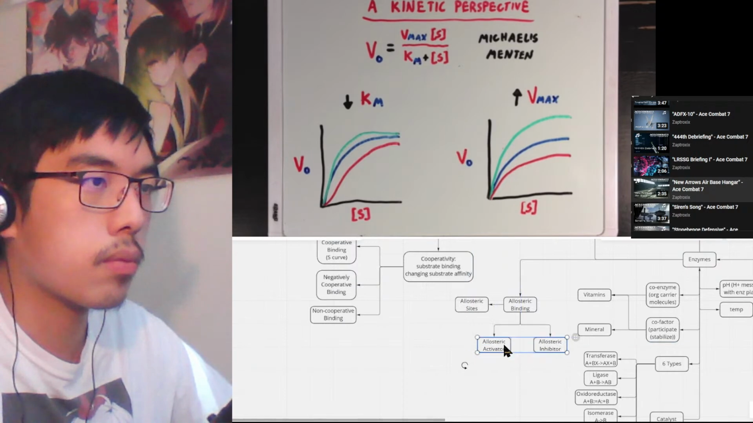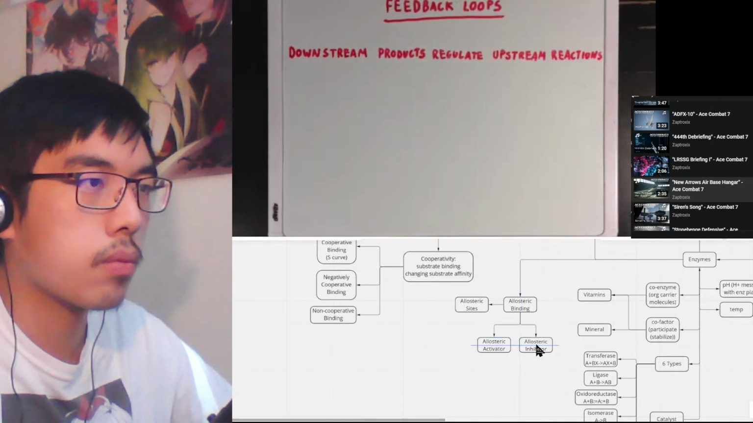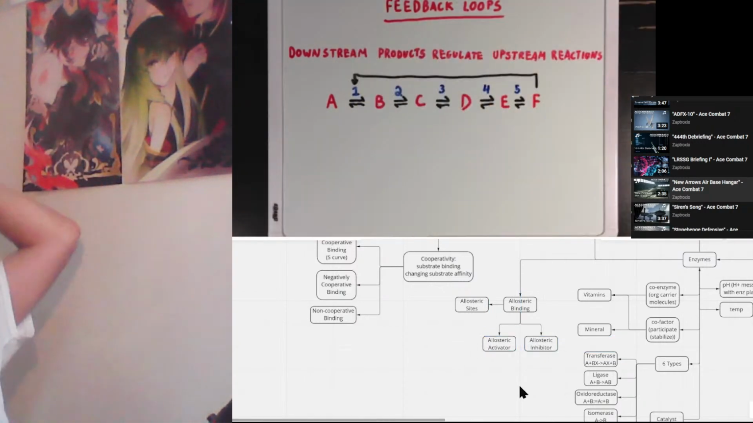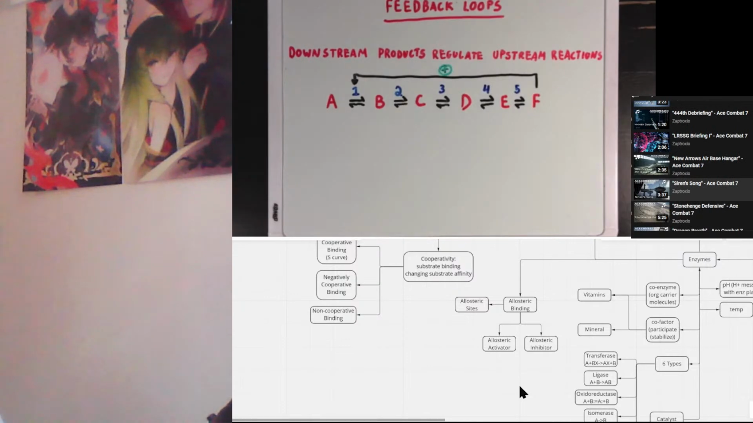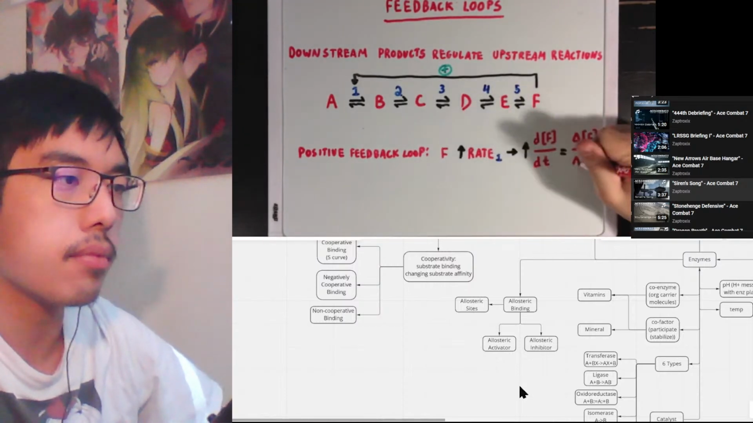So now that we've talked about activators and inhibitors, let's introduce the idea of the feedback loop. And the basic idea is that a feedback loop is when you have downstream products regulating upstream reactions. And I understand this can be a mouthful, so let me show you this little reaction sequence where we have A forming B through reaction 1, and B forming C through reaction 2, and so on and so on. Now let's say that molecule F acted as an activator for the enzyme powering reaction 1. So it had a positive effect on enzyme 1's activity. Now we would call this a positive feedback loop since molecule F increases the rate of reaction 1, which then causes even more F to be made, so we increase the rate of formation of molecule F.